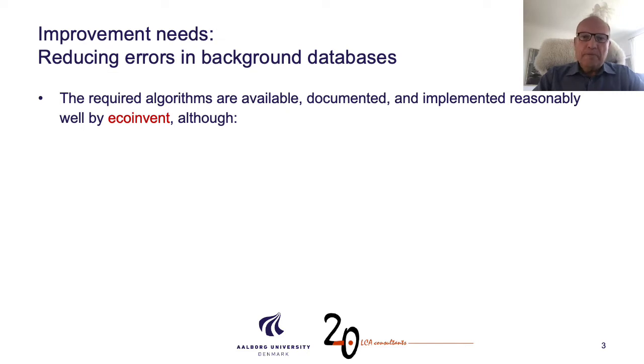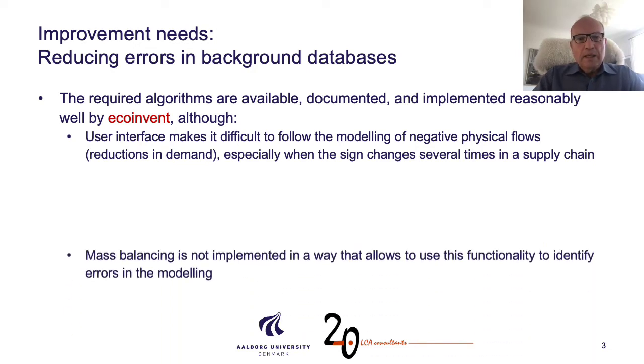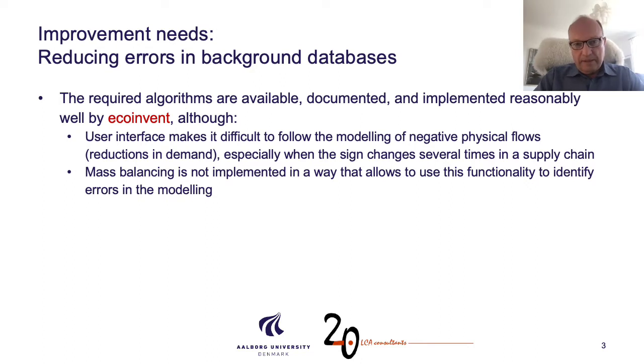In Ecoinvent, there are, of course, the general problems that are affecting all the different system models, like the lacking completeness of the database and the age of some of the data. But there are some issues that are specific to the consequential model, and that has something to do with the user interface that makes it very difficult to follow the modeling of negative physical flows, so reductions in demand, especially when the sign changes several times in a supply chain. Secondly, the mass balances are not implemented in a way that allows us to use this functionality to identify errors in the modeling, which is a quite central issue for consequential modeling, to check the quality and completeness of your model.